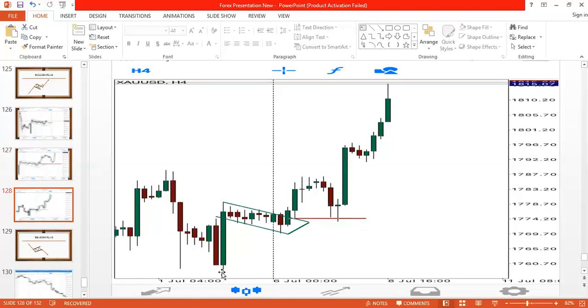You can see here the pole, the base of the pole. So definitely you'd have hit TP somewhere around here. So great, that's it for the bullish flag. Let's go on to the next pattern, which is the bearish flag.